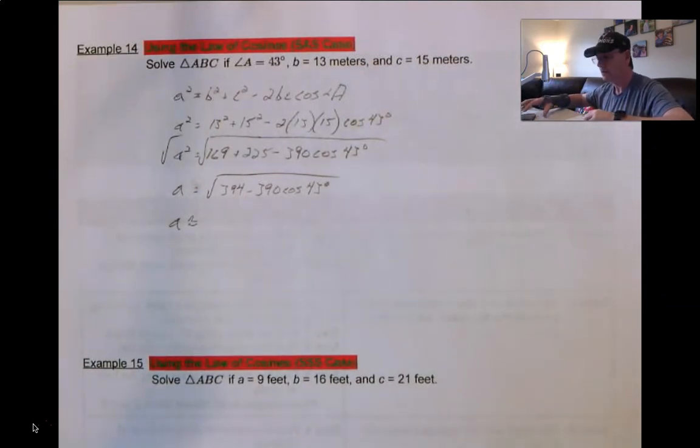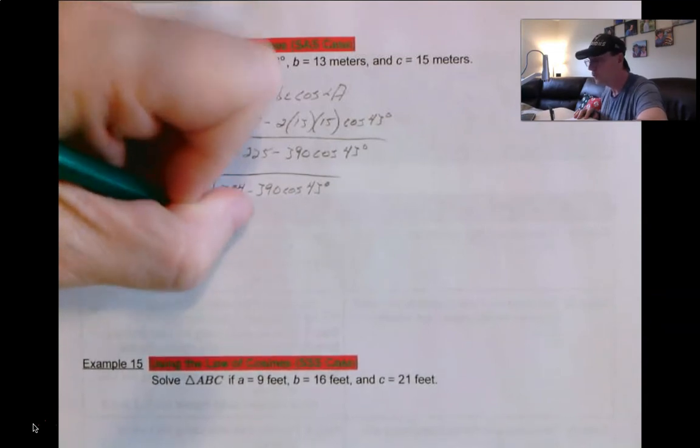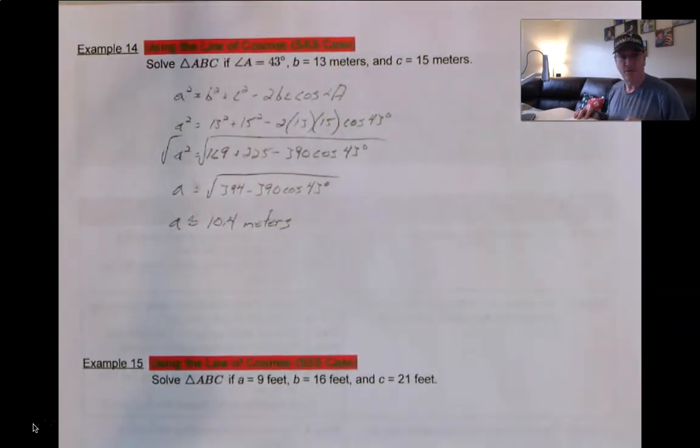Cosine of 43 degrees times 390, and we subtract that from 394. I've got a number like 108.772, and I have to do the square root of that. So little a is approximately 10.4 meters. So we have found the third side.